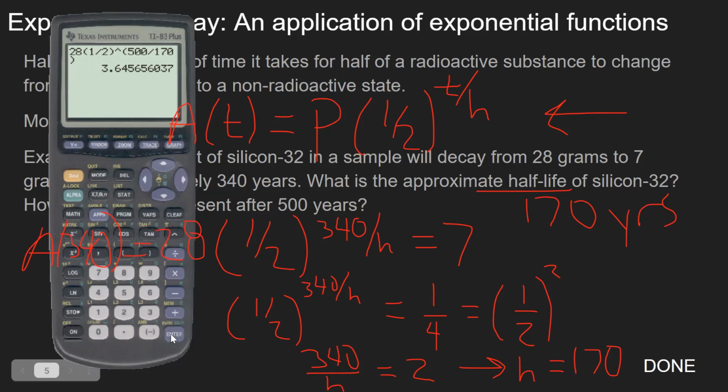Also, 340 to 500 years is 160 years. That's almost another half-life after it decayed to 7. So if you take the half-life from 7, that would give you 3.5 grams remaining. We haven't gone quite a half-life, and the amount remaining is 3.646 grams. So our answer makes sense in that situation.